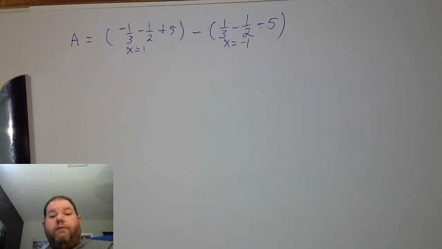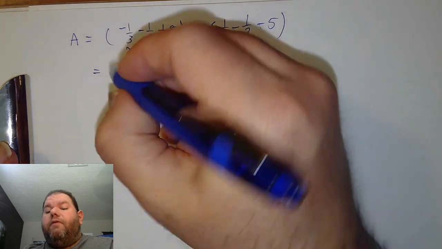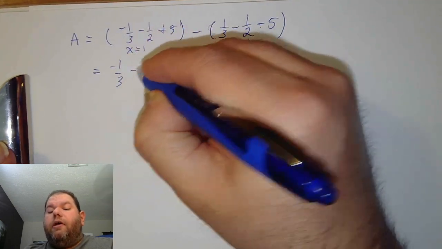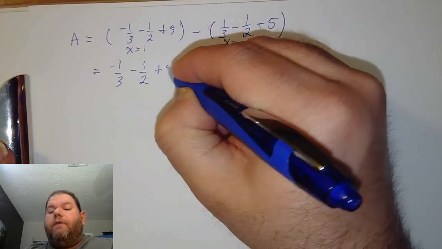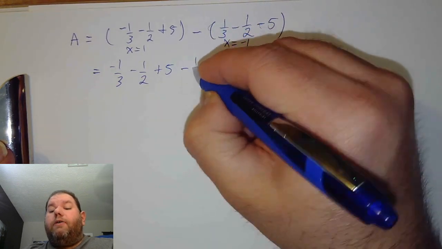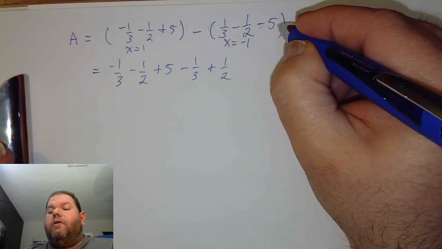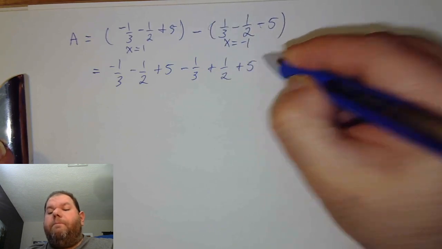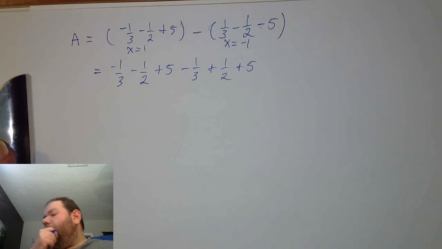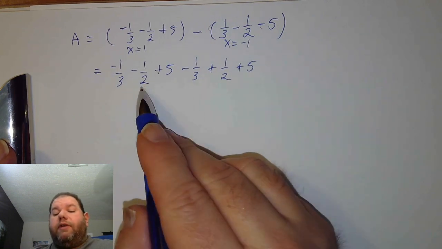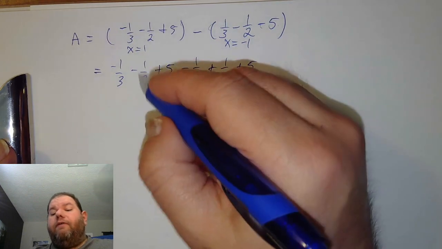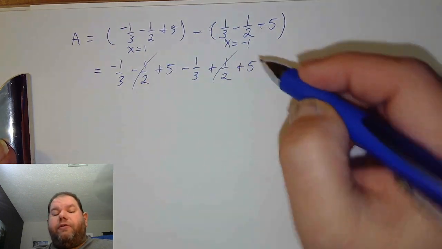And again, from here, it's really a matter of simplifying. You combine our like terms and figure out what we have. So we have -1/3 minus 1/2 plus 5 minus 1/3 plus 1/2 plus 5. One thing that we notice at this point is that we have a -1/2 and a positive 1/2. Those are just going to cancel each other out.